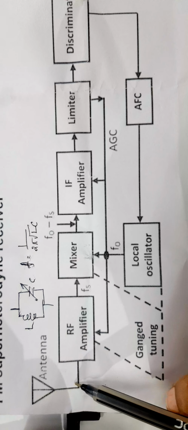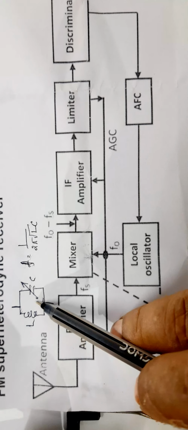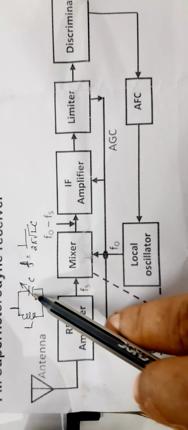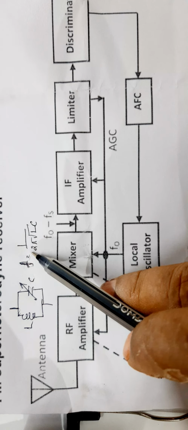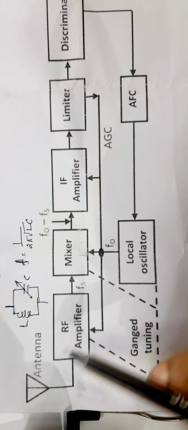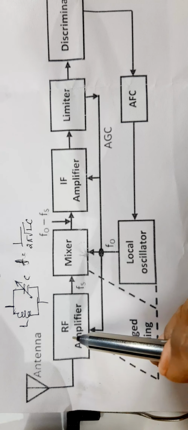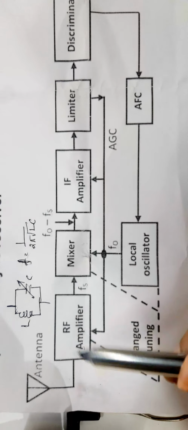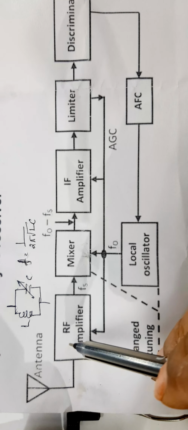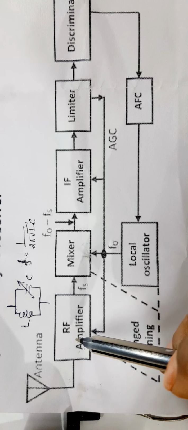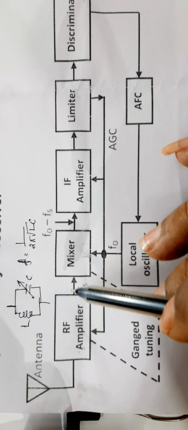This antenna receives the signals from all stations. There is a tank circuit in this RF amplifier. The value of C is selected such that F is equal to 1 over 2 pi root LC is the value of the frequency. That means the RF amplifier will receive only that frequency and reject all other stations' frequencies. Now it is first amplified by the RF amplifier. Since the signal received is very high frequency, that is radio frequency, this amplifier is called a radio frequency amplifier. It only strengthens the high frequency signal.